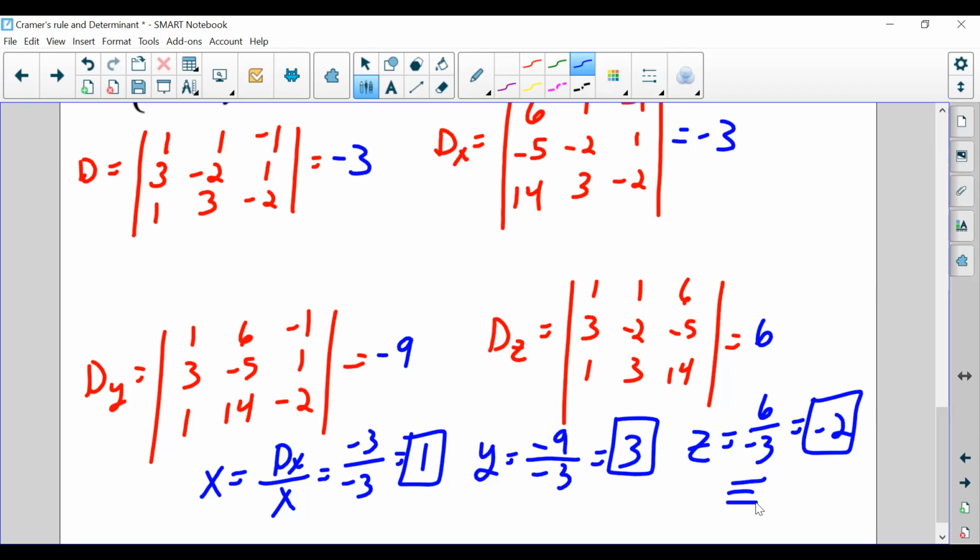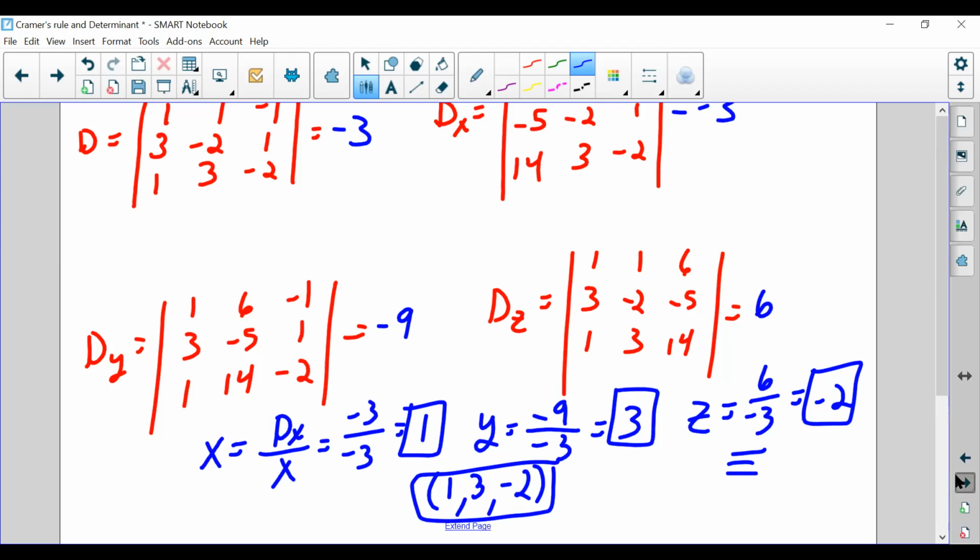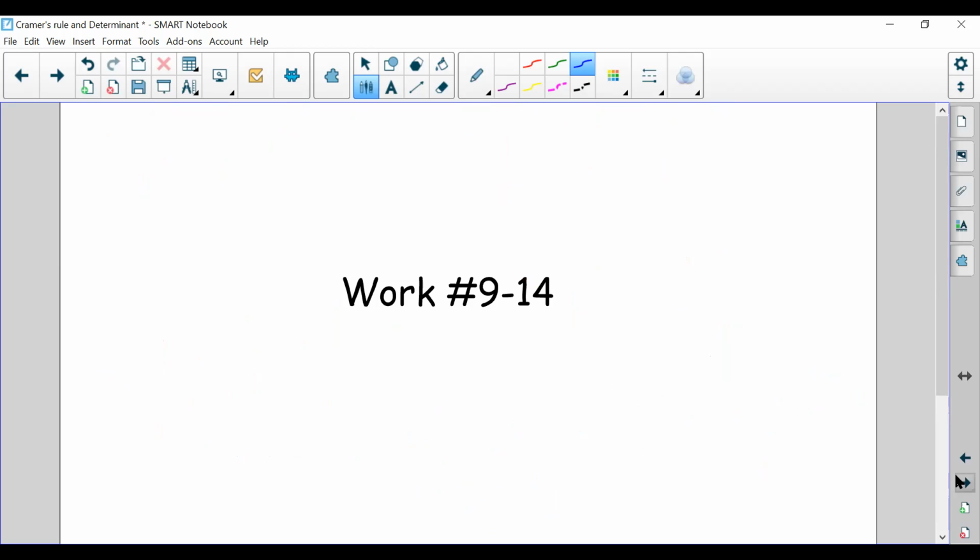How would I write this as a point? A three-dimensional point has an x, y, and a z. So my answer would be (1, 3, negative 2). Okay, so that's how we can solve systems of equations using Cramer's rule. Go ahead and work through number 14.